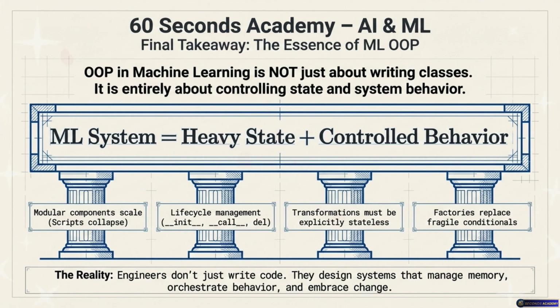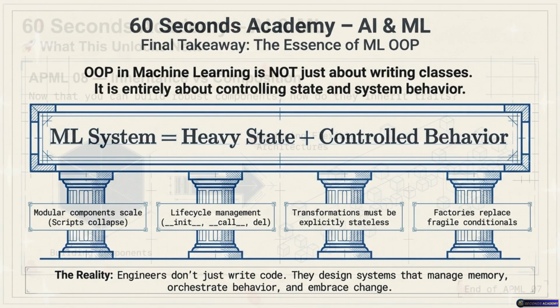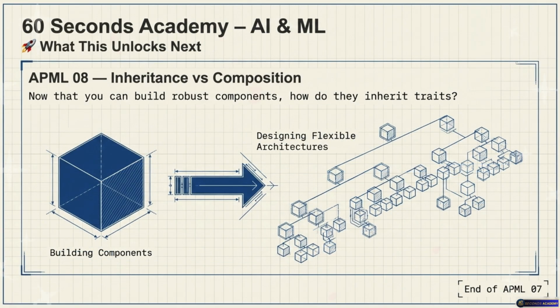So now that you've mastered building these independent modular components, what does this unlock next? In APML 08, we will tackle inheritance versus composition. You'll move from just building single, isolated components to designing highly flexible, large-scale architectures. It's going to be an incredible progression. I'm looking forward to it. It really takes these building blocks we learned today and shows you how to construct the entire skyscraper.